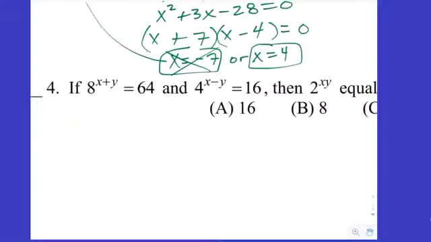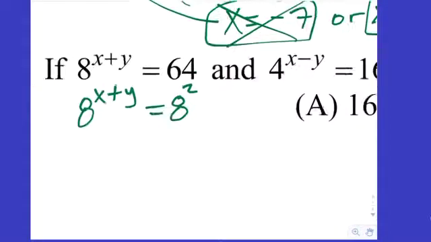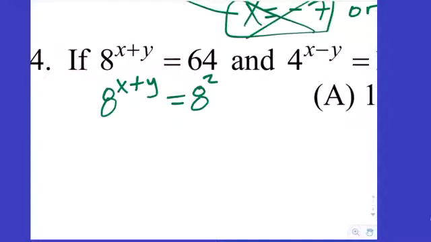All right, number 4, you got 8 to the something equals 64 and 4 to the something equals 16. You're trying to find 2 to the xy. So we need to know x and y. So this is real easy to get the bases the same, and it's very similar to one that was in your worksheet. 64 is 8 squared. So now if you either log base 8 both sides, or because they're 1 to 1, you can equate the exponents. You get x plus y equals 2.